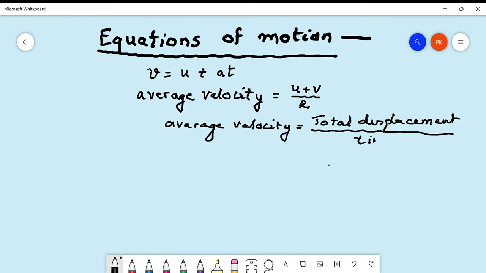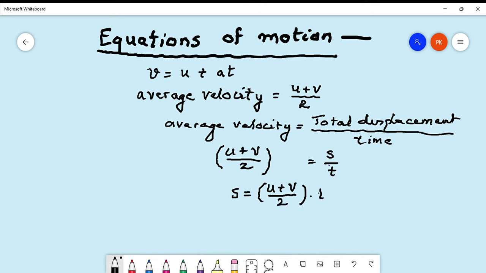Now the total displacement, I will show it by s, so s divided by t, and the average velocity is u plus v divided by 2. So I can write this as s is equal to u plus v divided by 2, into t. So this equation helps in solving some of the problems as well as it helps in deriving the other equations of motion. Okay, so just note down this.